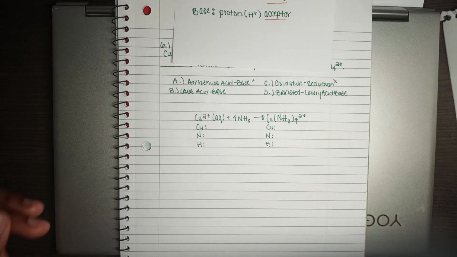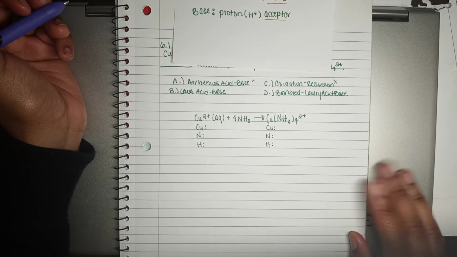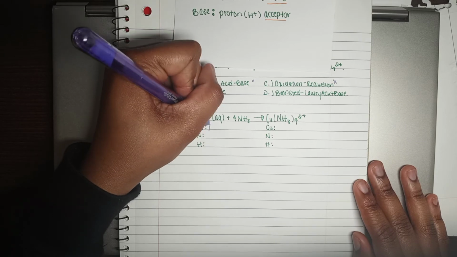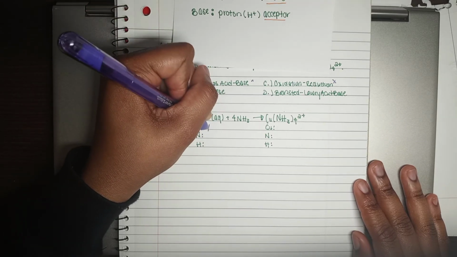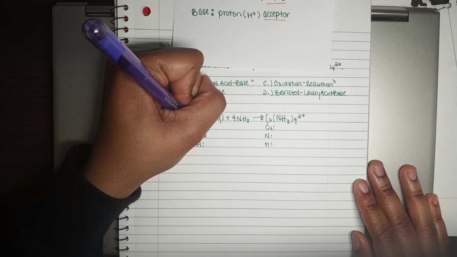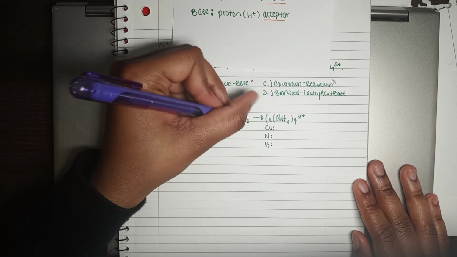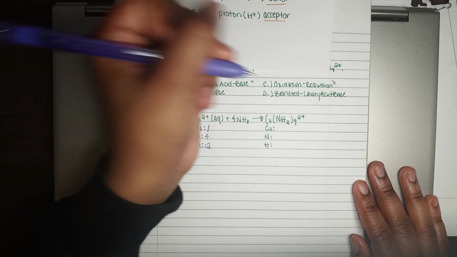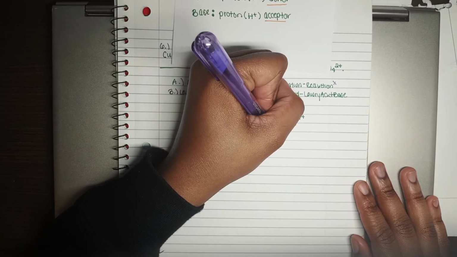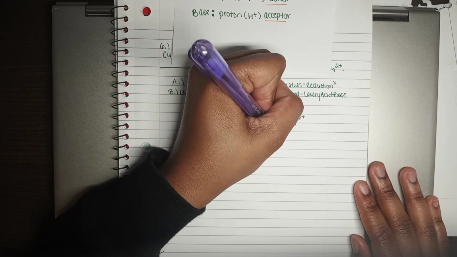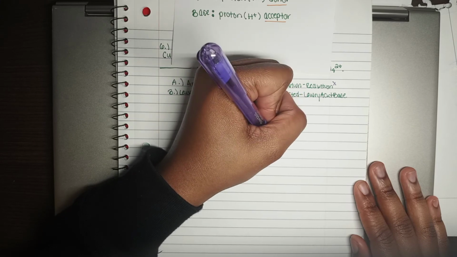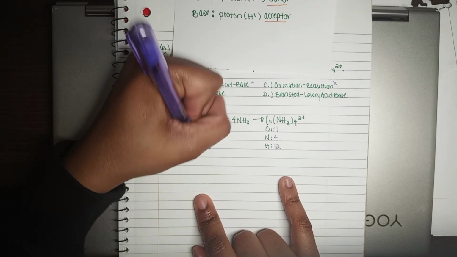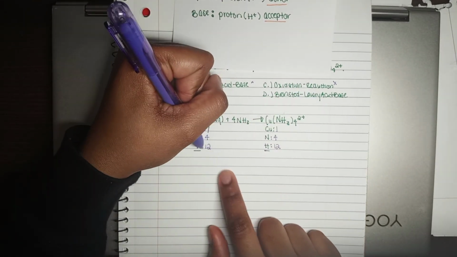Okay. So here, there's only one copper. Nitrogen, there's 4 nitrogens, and then 4 times 3 is 12, so there's 12 hydrogens. Over here, there's still 1. There's 4 times 1 is 4, then 4 times 3 is 12. So there's 12. Looking here at hydrogens on both sides, they're both equal to 12.